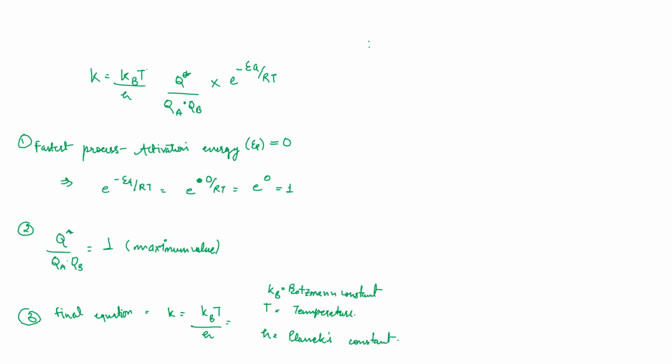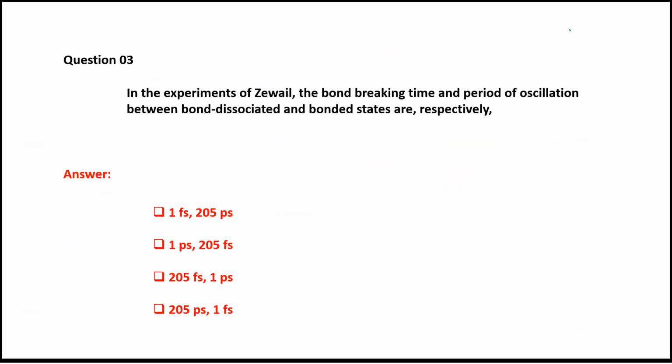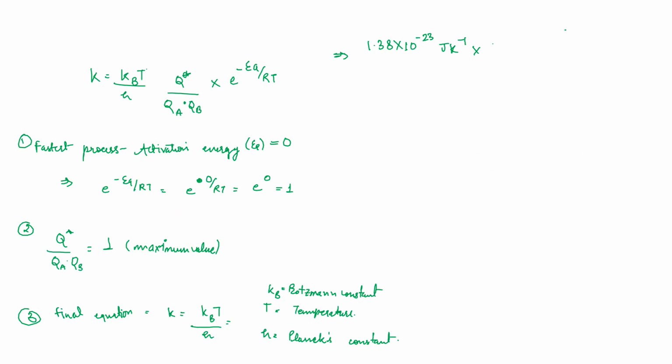When you solve, what will you get? kB is equal to 1.38 into 10 to the power minus 23 joule per Kelvin, multiplied by T. What are we given here for T? T is equal to 400 Kelvin. So here it comes to be 400, and its unit is Kelvin.